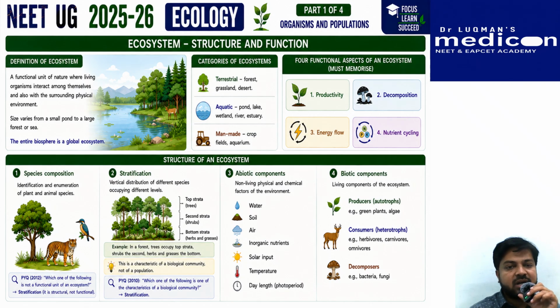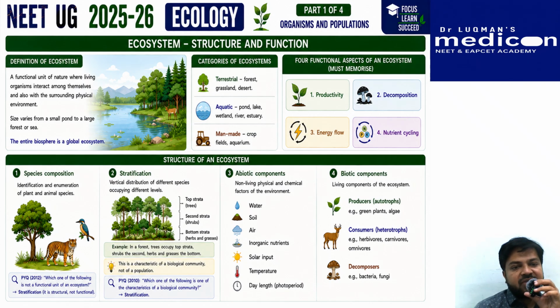Categories of ecosystems are terrestrial, like forest, grassland, desert, etc. Aquatic, like pond, lake, wetland, river, and estuary ecosystems. Man-made, like crop fields and aquariums, are also ecosystems. Four functional aspects of an ecosystem you have to memorize. One is productivity of that ecosystem, two is decomposition, three is energy flow, and four is nutrient cycling.